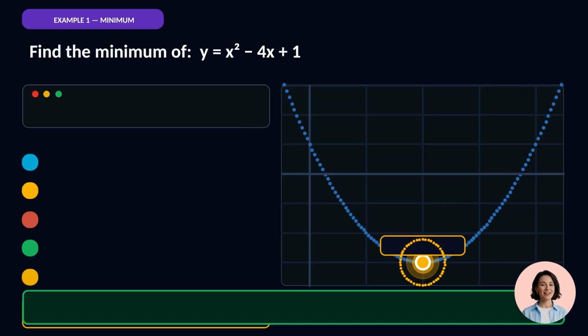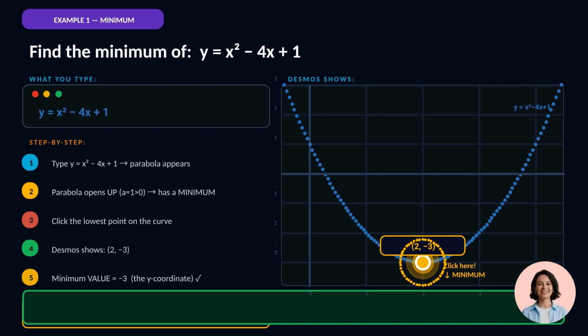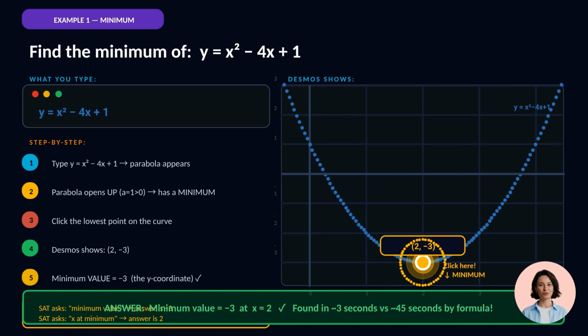Example 1, find the minimum of y equals x squared minus 4x plus 1. Type it in. Because a is positive, the parabola opens up, so we want the lowest point. Click it. Desmos shows (2, -3). The minimum value is -3. That's the y coordinate. If the SAT asks for the x at the minimum, the answer is 2. 3 seconds versus 45.